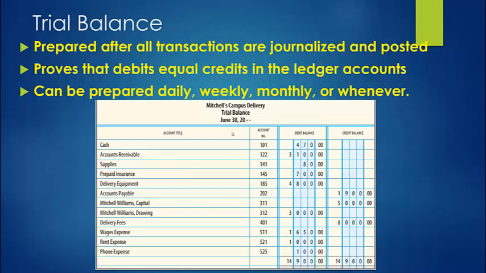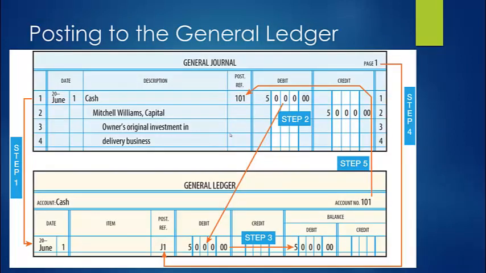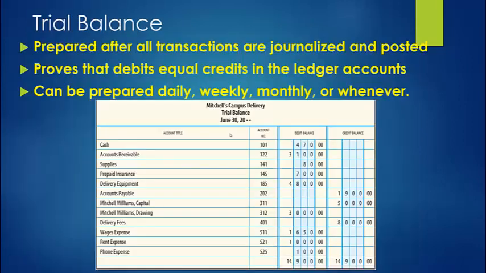After all the transactions have been journalized and posted, we're going to pull a trial balance. If you remember earlier, that cash account had a debit of $470. So we're going to take the ending balances of all of our accounts here and enter them and make sure that the debits equal credits.